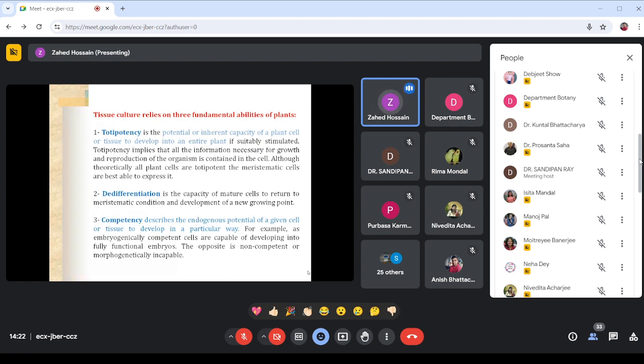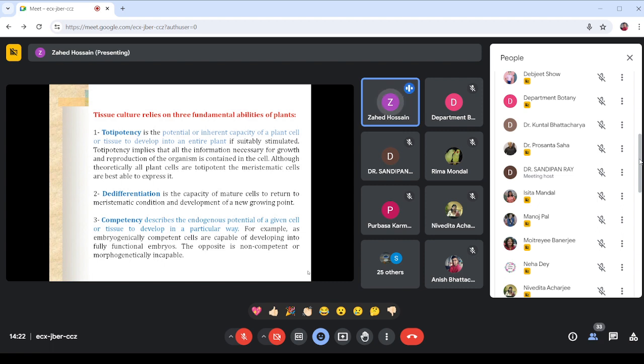or under certain conditions, they can develop into an entire plant. This inherent capacity of a plant cell or tissue to develop into an entire plant is known as totipotency. The second one is dedifferentiation. This is again a capacity of the plant cell where mature cells revert back into a meristematic condition and develop into a new growing point. So dedifferentiation is also a fundamental ability of the plant cell.